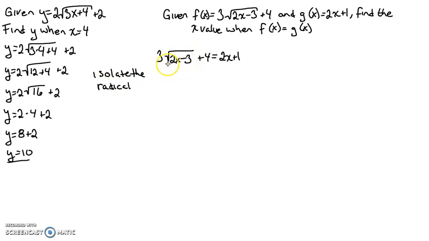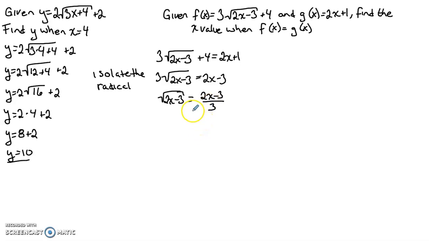That means we want what's under our square root sign to be on one side of the equal sign and everything else on the other. So let's subtract 4 from both sides. We'll end up with 3 times the square root of 2x minus 3 equals 2x minus 3. We've subtracted 4 from both sides. And now let's divide everything by 3. We'll be left with the square root of 2x minus 3 equals 2x minus 3 divided by 3.